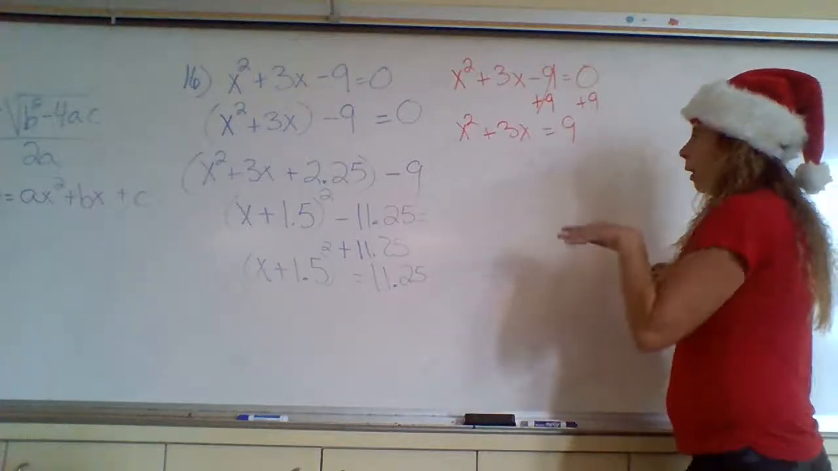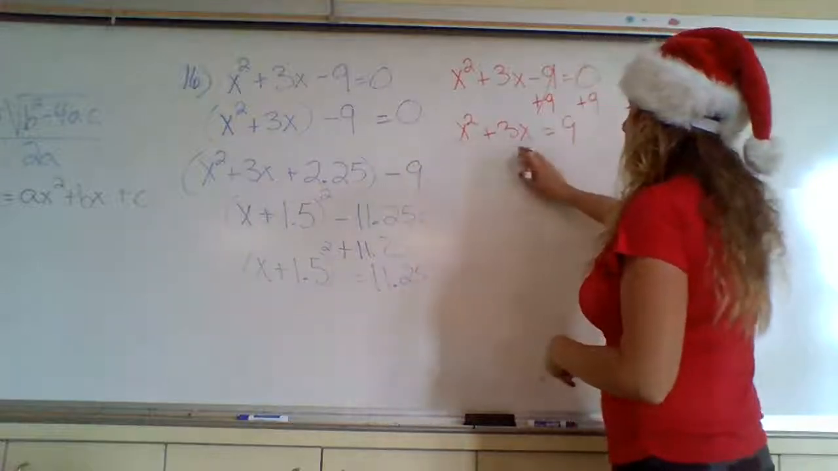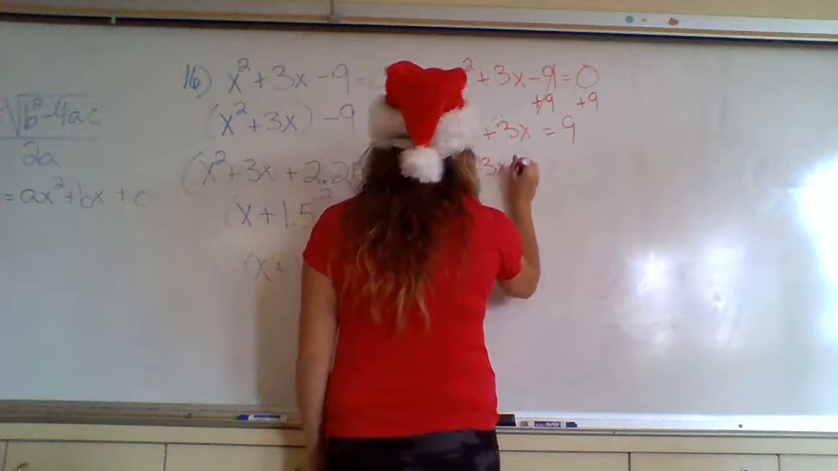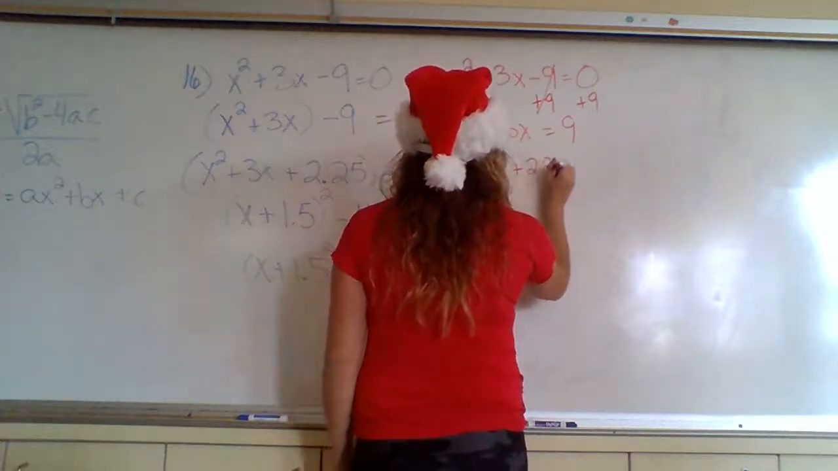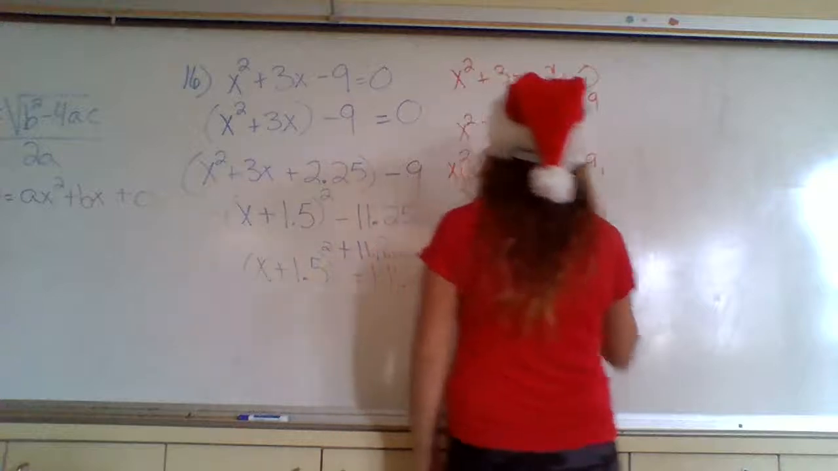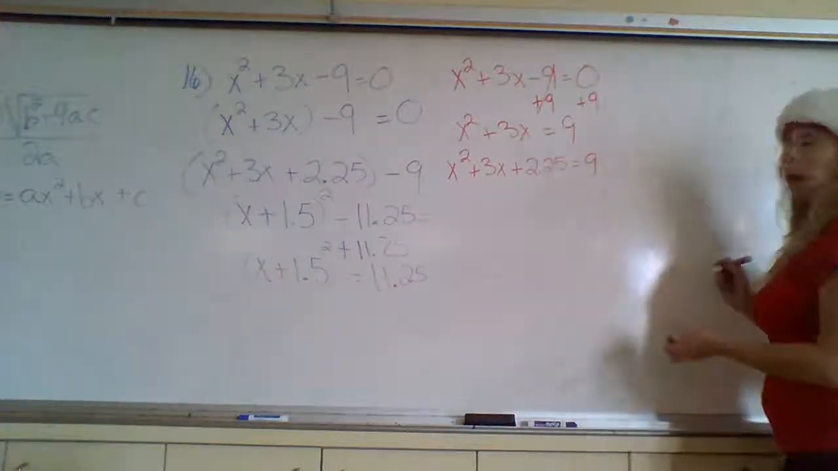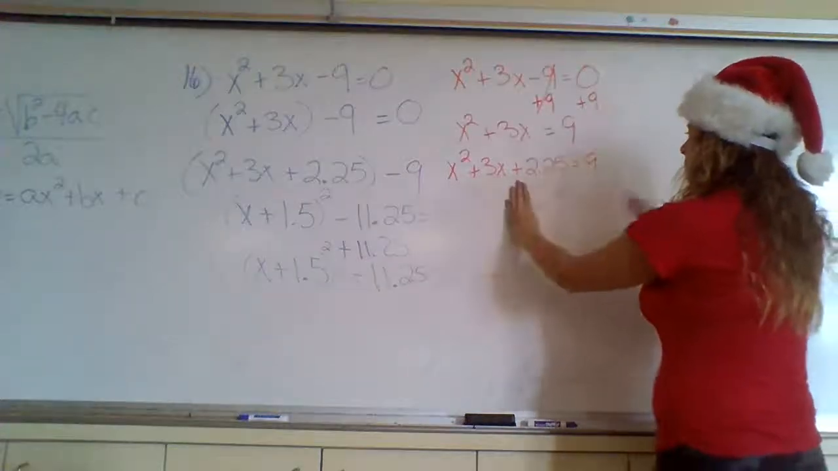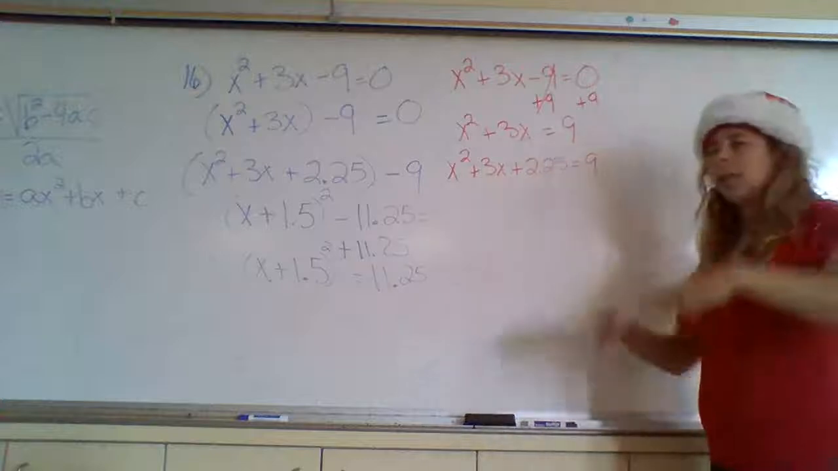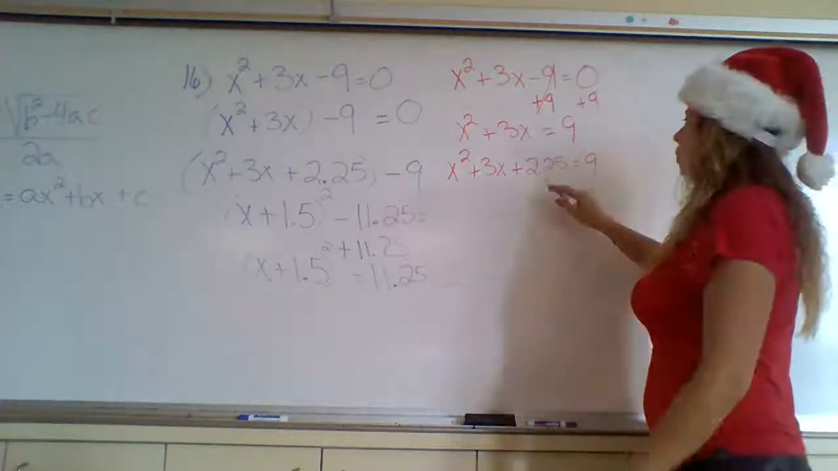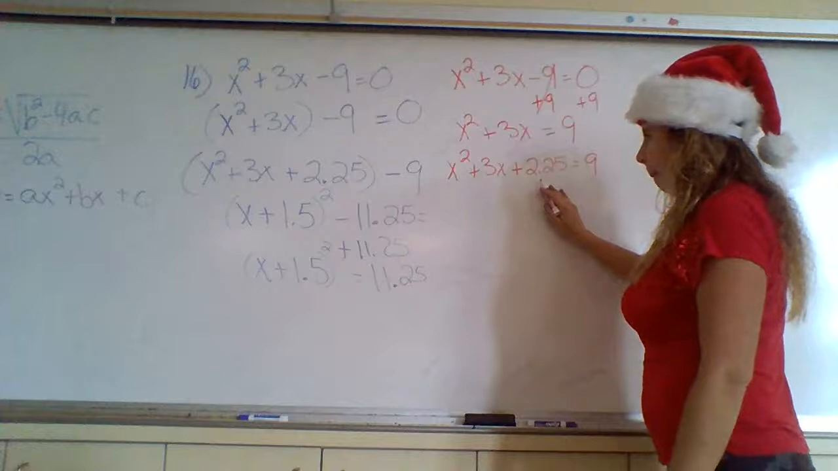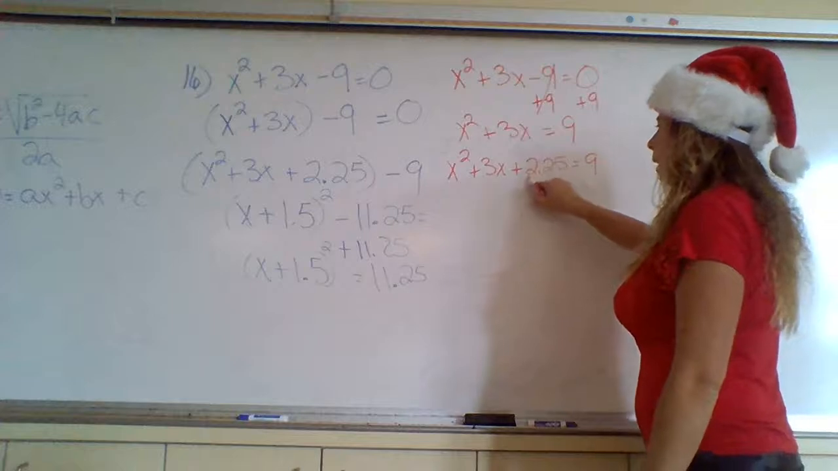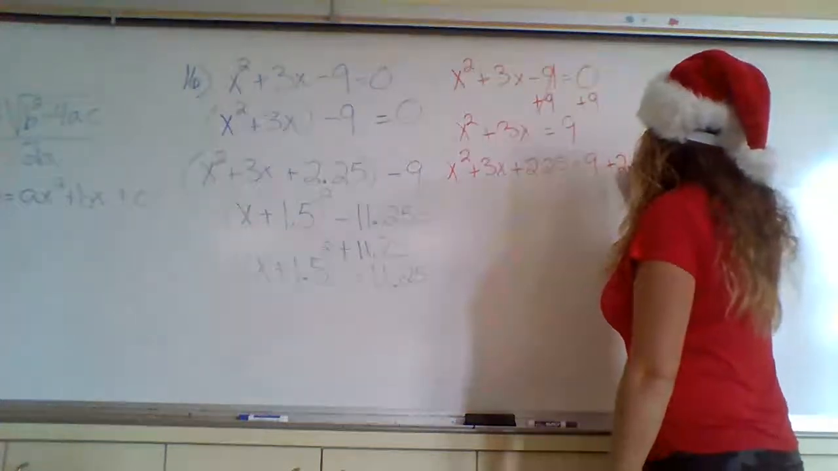So now you're gonna complete the square, just like we did over here. You're gonna complete the square on this side. So you'll get x squared plus 3x plus 2.25 equals 9. Okay, here's where it's a different way. Now I'm working on two different sides of the equation. So you have to keep it balanced. So whatever I do to one side, I have to do to the other side. So I added 2.25 onto this side, so I must add it over here.